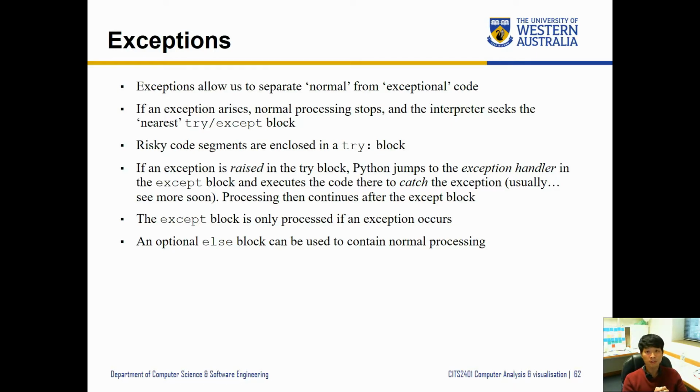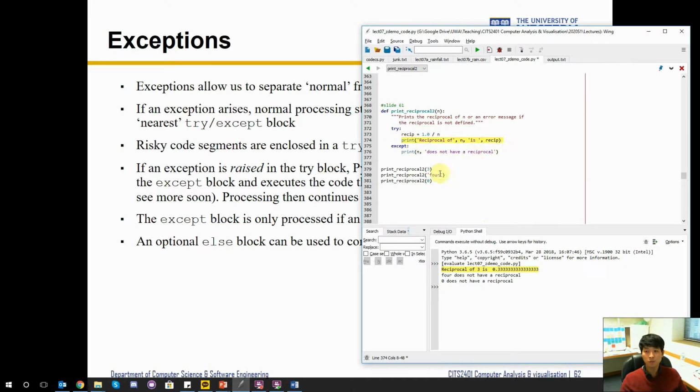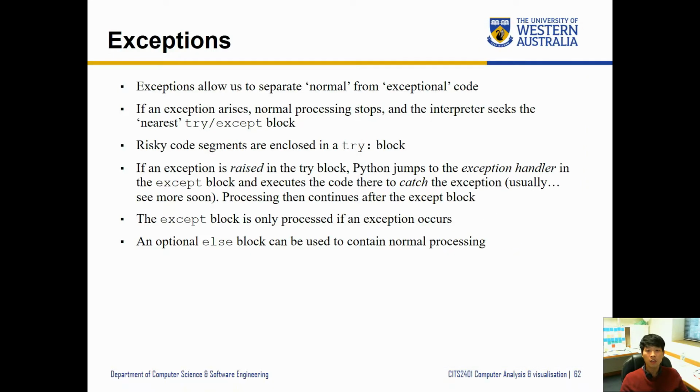If an exception arises, normal processing stops. That's why we did not see this print happen for these two inputs. It puts you straight into an exception case. So if an exception is raised, Python jumps to the exception handler in the except block and executes the code there to catch the exception. Then you handle it however you want to do it. If you want to just skip the error, you can put something like pass, or simply print saying that you caught some exception, or any other processing you may want to do.